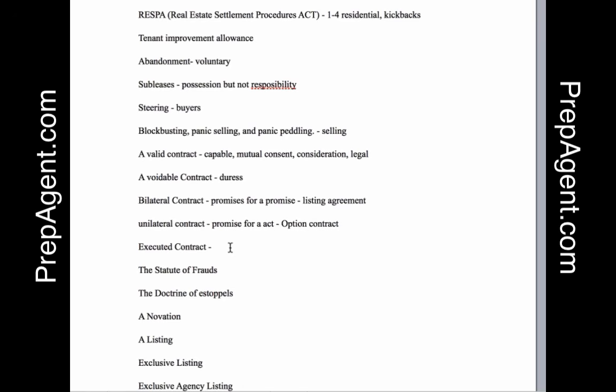Okay, executed contract. Means both parties have signed. Good. Statute of frauds. It's about it needs to be in writing, and contracts need to be in writing.